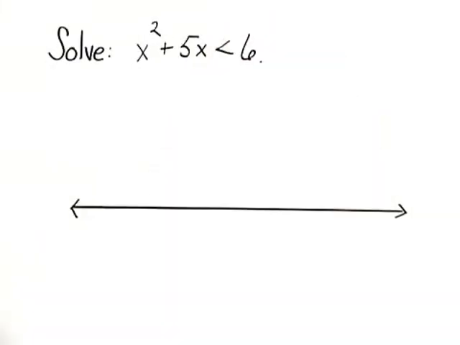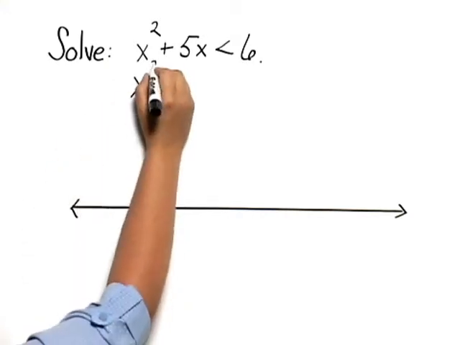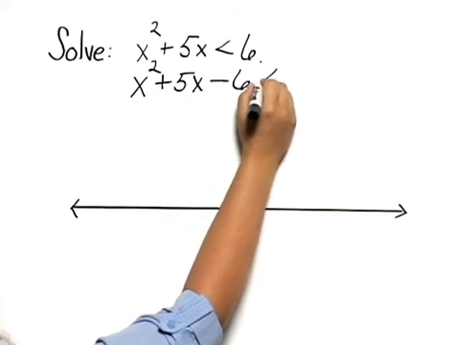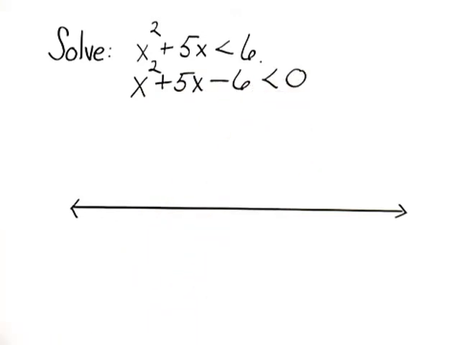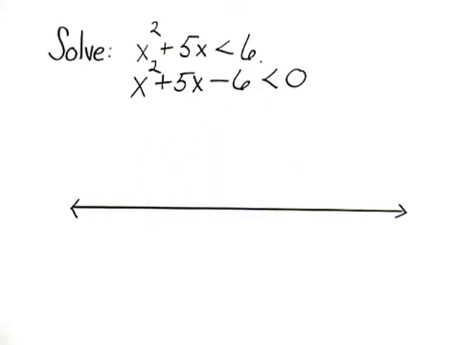In this next set of questions, we'll be solving quadratic inequalities and rational inequalities. Solve x squared plus 5x is less than 6. Let's start by subtracting 6 from both sides to get x squared plus 5x minus 6 is less than 0. This is an equivalent inequality, but now we can look at where something is positive or negative.